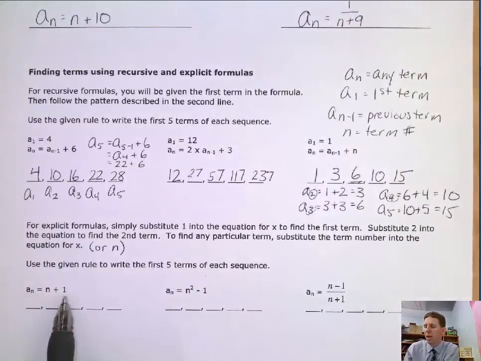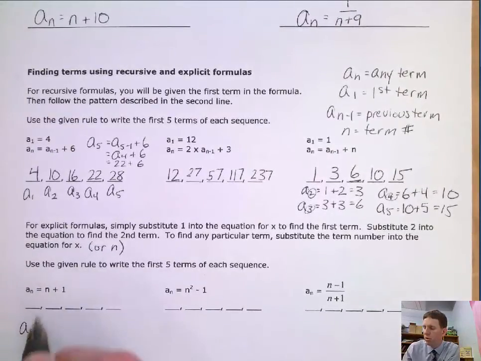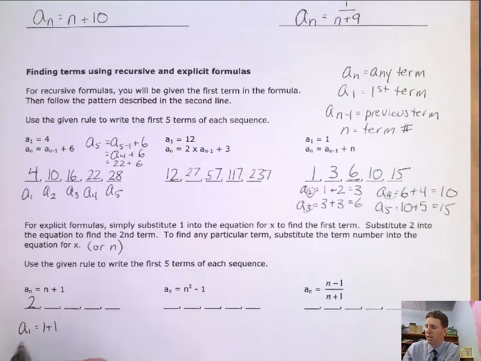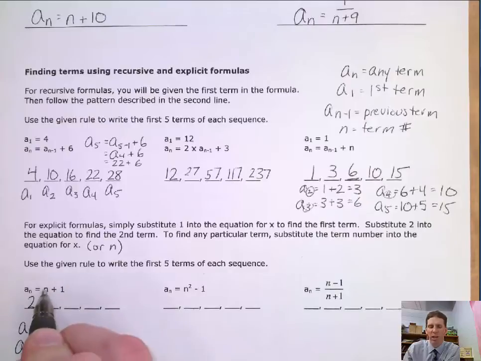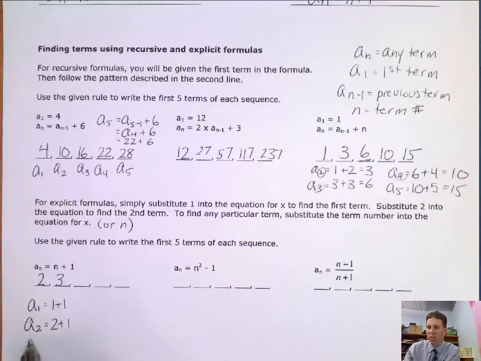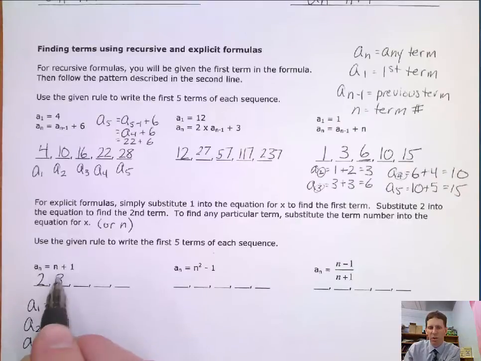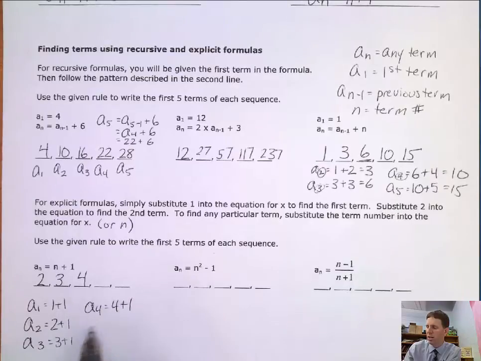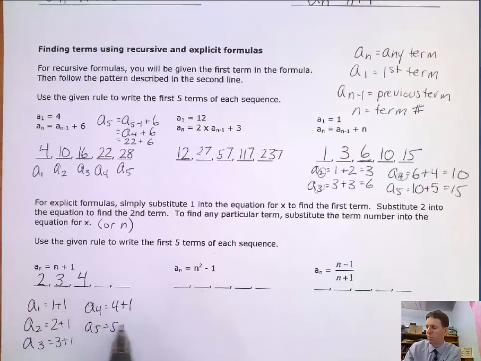For example, for a sub n equals n plus 1, to find the first term, you're just going to do the term number plus 1. 1 plus 1 is 2. To find the second term, you plug in 2 for n. 2 plus 1 is 3. To find the third term, you plug in 3 for n. 3 plus 1 is 4. And so on and so forth. The fourth term is 4 plus 1. The fifth term is 5 plus 1.